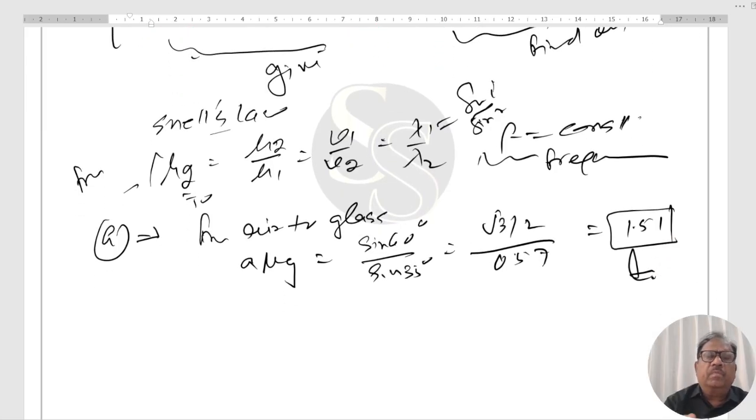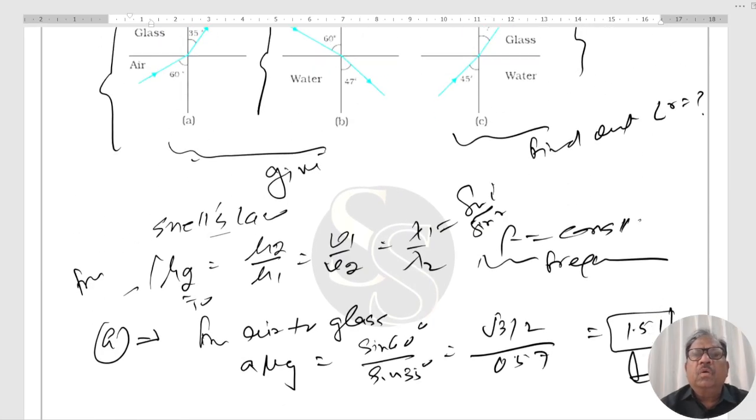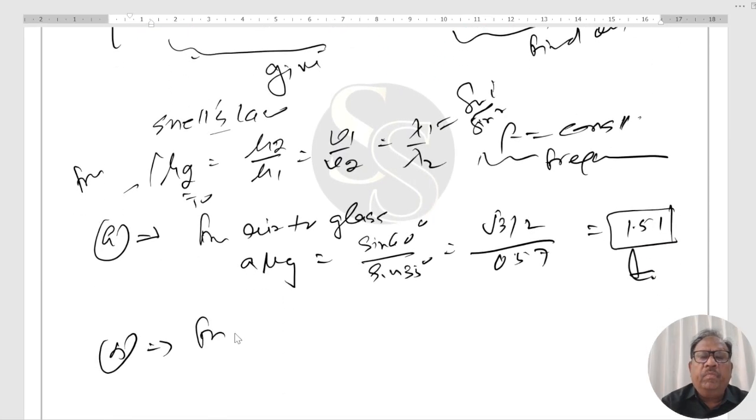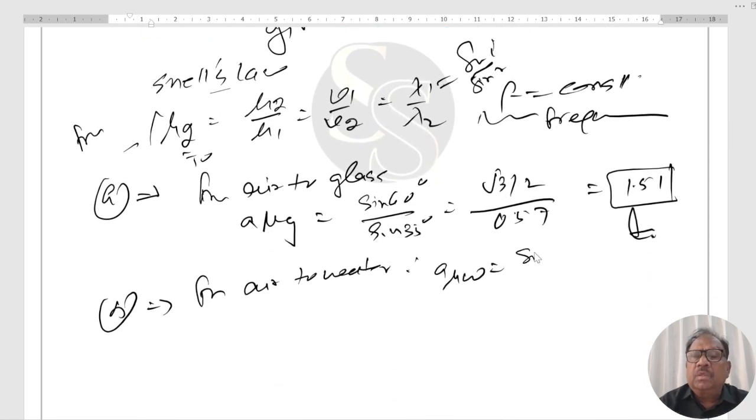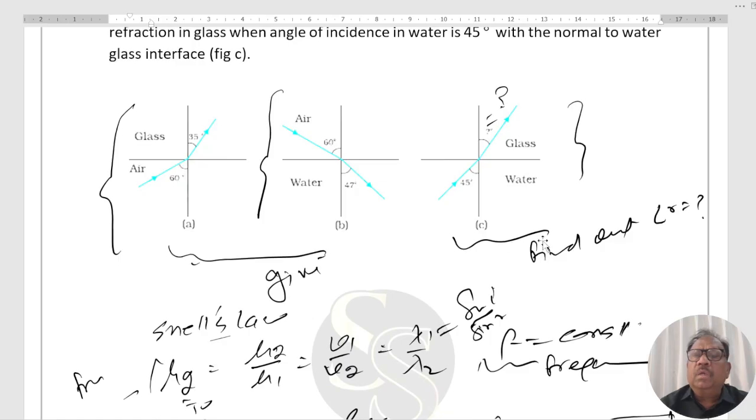From figure B, this is air to water. From air to water. Be very, very careful regarding from to. From to is the only concept. Then A mu W equal to sin I, sin 60 degree upon sin 47 degree. On simplification, this comes out to be 1.19 after substituting the values. Right? Do the calculation yourself, okay?